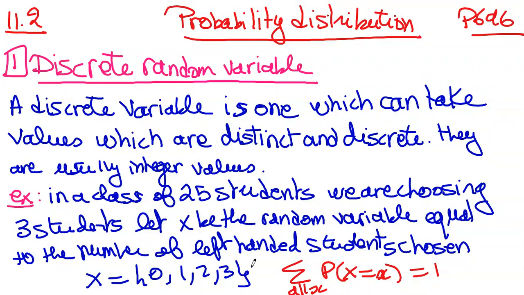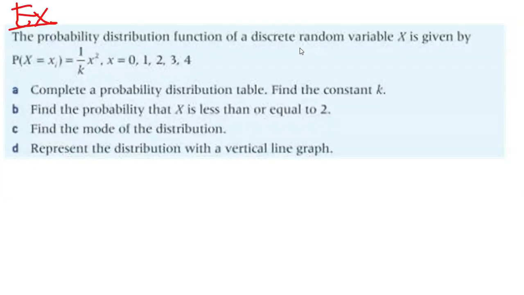And all the time when I'm doing the probability distribution, the sum of all the probabilities should be equal to 1. So let's do an example. The probability distribution function of a discrete random variable x is given by, let's say, P(X = x) = x squared over k, and I have x equals 0, 1, 2, 3, and 4. Complete the probability distribution table, and I need to find the constant k.